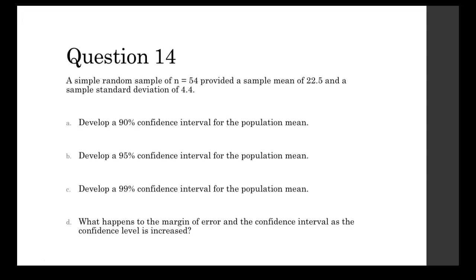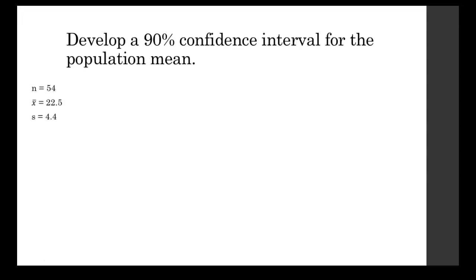And then we take a step back and look at what happens to the margin of error and the confidence interval as our confidence level increases. So this first part, our 90% confidence interval. We have everything that was given to us over on the left side. We have our n, our x bar, and our s.